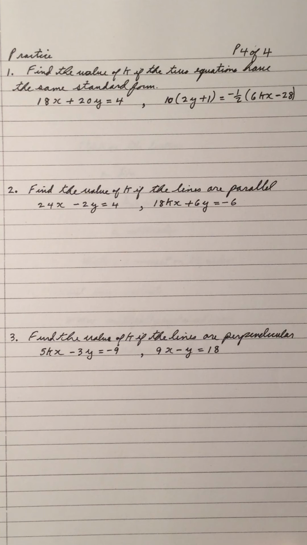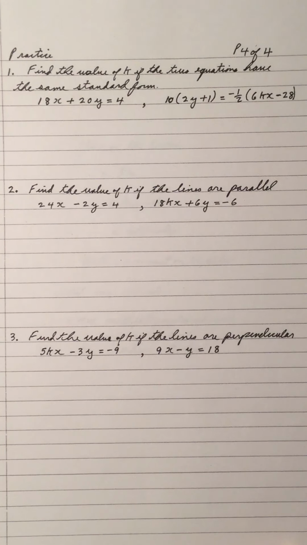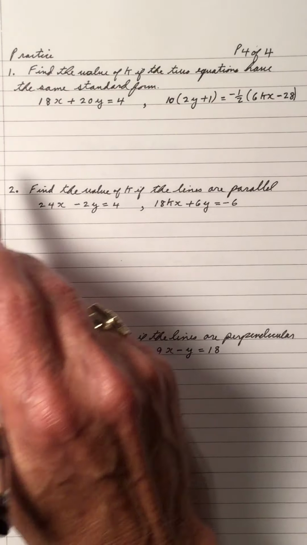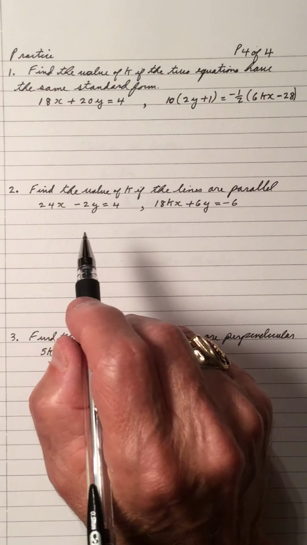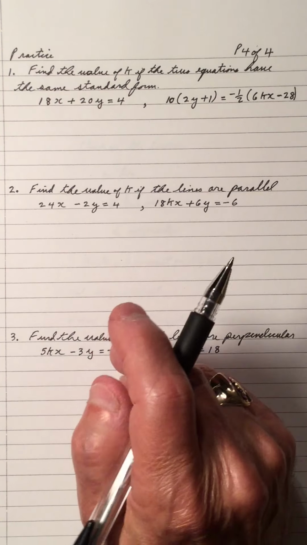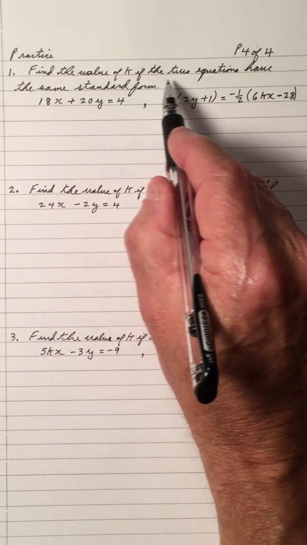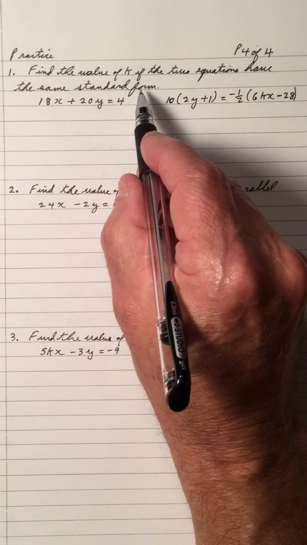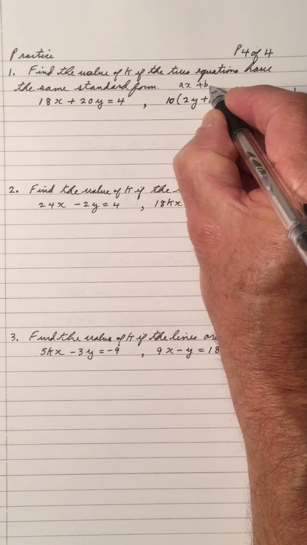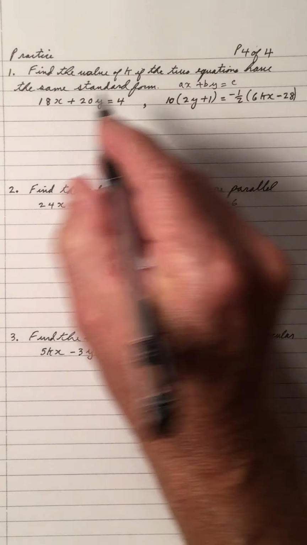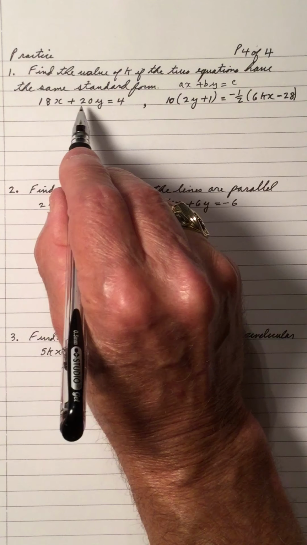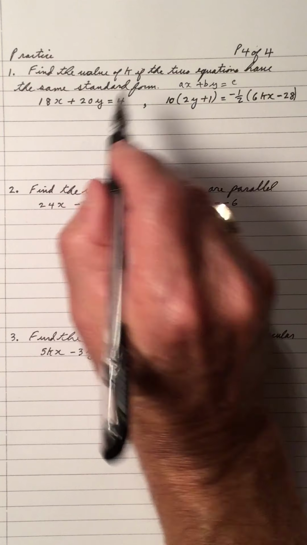And we have the last sheet, and we have practice marked on the sheet, which means pause the video, do one at a time, and press play to see if you're right. Do one at a time. Don't do them all. Check your answers. Find the value of k if the two equations have the same standard form. And standard form is ax plus by equals c. So ax plus by equals c. a is 18, b is 20, c is 4.